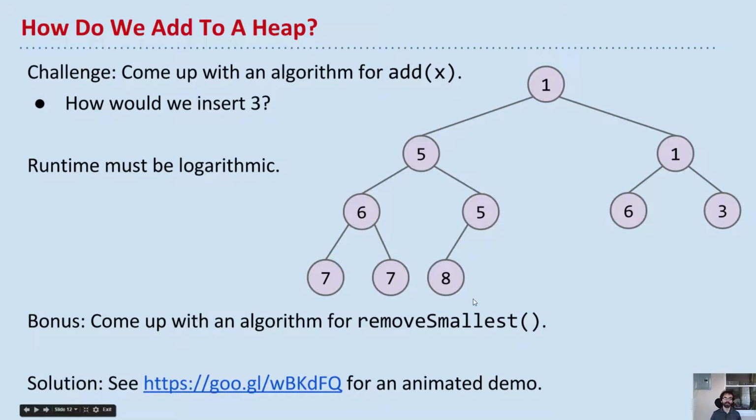So now I'm going to have a really hard challenge for you. Okay, so this is a blue slide, interview style question. I would like you, given this idea of a heap, everything we've learned so far, come up with an algorithm for adding an item. For example, how would we insert 3? And I'm going to require your runtime has to be logarithmic. And if you want, you can also try and come up with an algorithm for remove smallest.